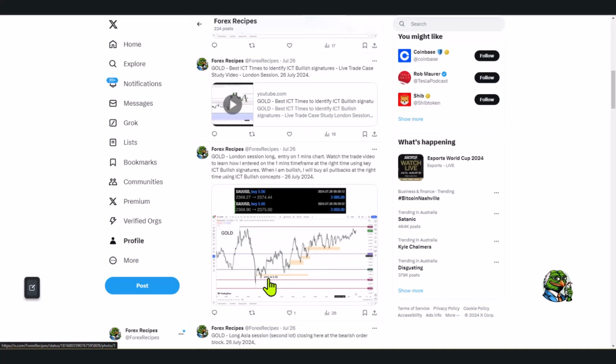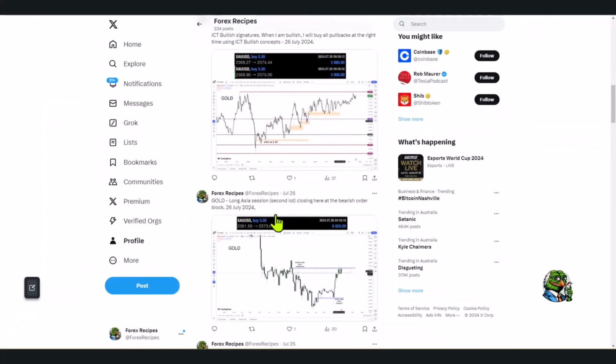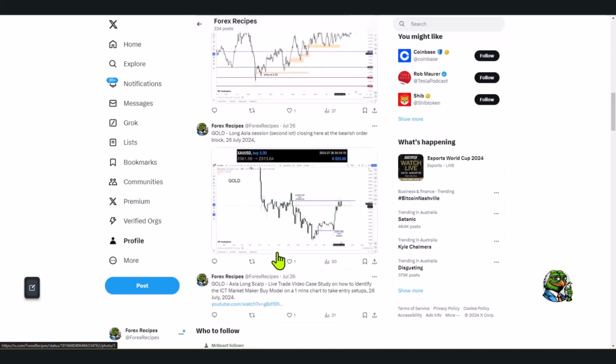You can see the timing for the entry is key. Entry at 2:30, and identifying where liquidity would be residing. So I traded that live for you. Make sure you watch that video. And the Asia trade, I also did a live trade on a 1 minute chart as well. Make sure you watch that.